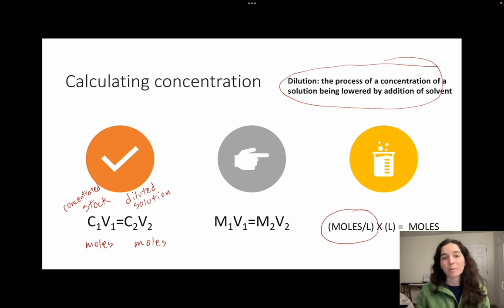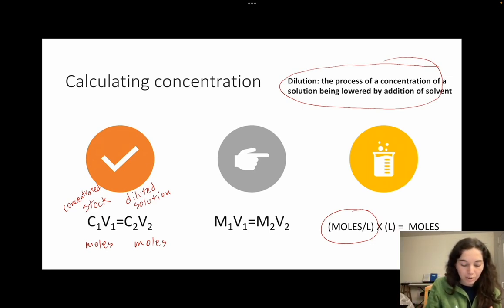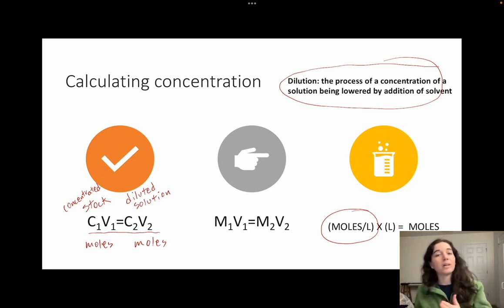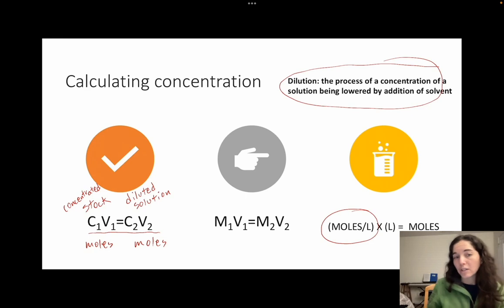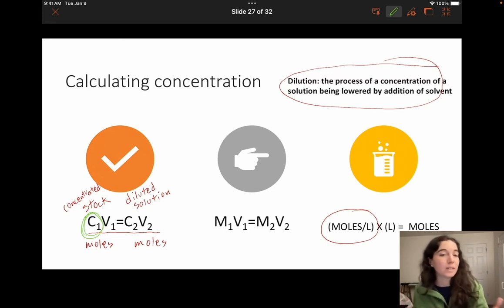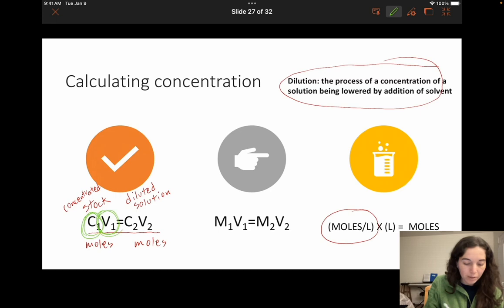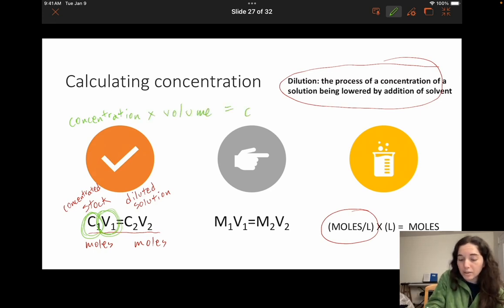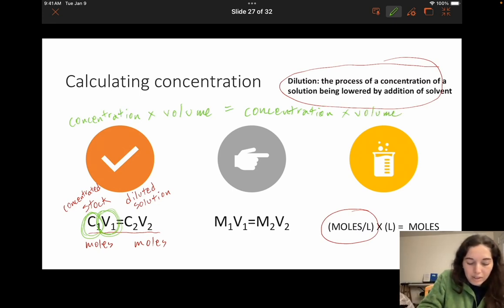So if you've had chemistry before, you might be familiar with this formula that I'm going to give you. It goes by C1 V1 equals C2 V2, or you might have heard M1 V1 equals M2 V2. These stand for concentration or molarity. So concentration, or we can call it molarity, which is why sometimes it's M1 V1 equals M2 V2. V stands for volume. So we've got concentration times volume is equal to our new concentration times our new volume. And this belongs to our stock, and this belongs to our new solution.